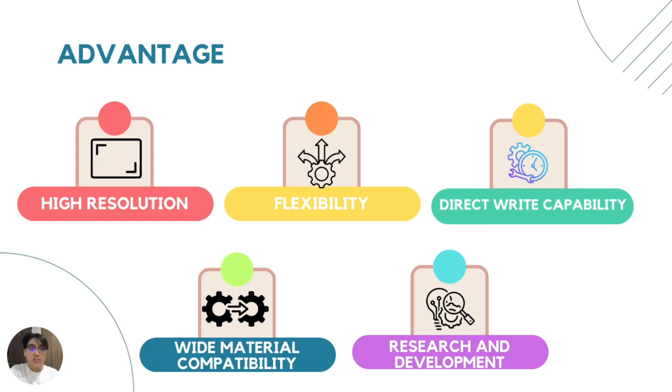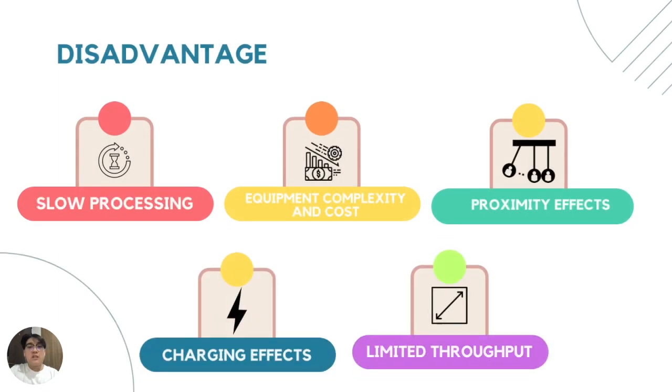Broadening its application, EBL is critical in research and development, since it allows for investigation, testing, and advancements in nanoscience and nanotechnology. The EBL also has disadvantages, such as slower processing than other processes, complex and costly equipment requirements, proximity effect that can distort pattern size, charging effect on insulating material, and restricted throughput for large-scale production. Despite these restrictions, EBL is nevertheless useful for precise nanostructure manufacturing in low-volume production, prototyping, and research applications.